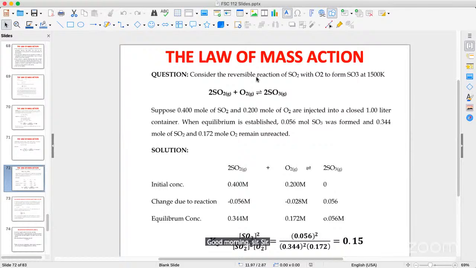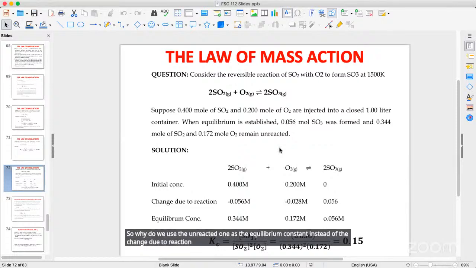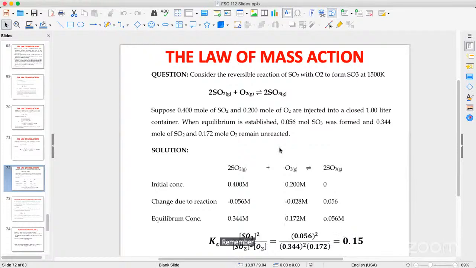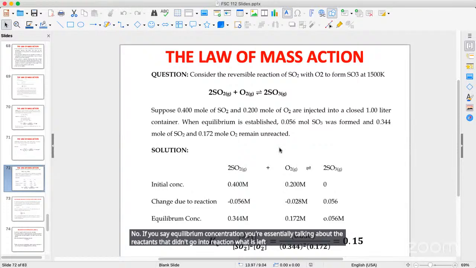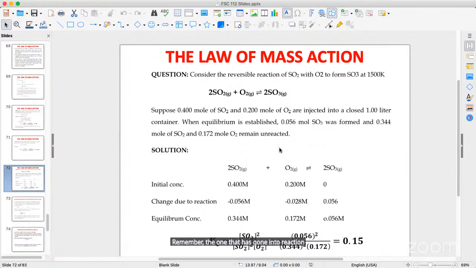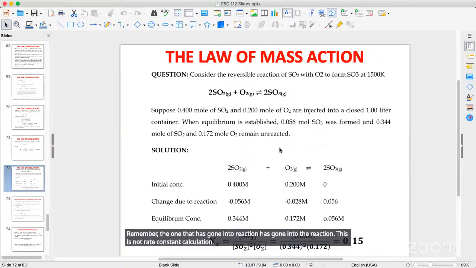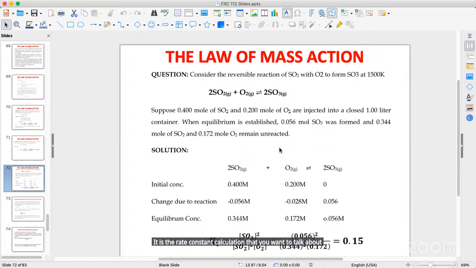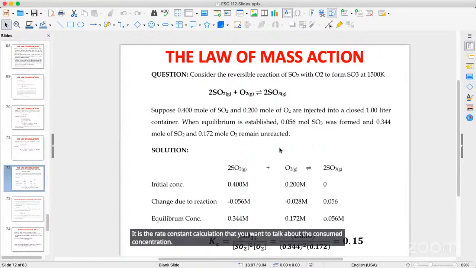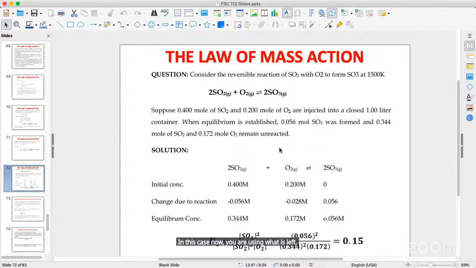Sir, in the question where we had to deal with unreacted concentration. You're talking about this? Yes, this question. So why do we use the unreacted one as the equilibrium constant instead of the change due to reaction? I don't really understand that part. That means you didn't understand the concept itself. Now, if you say equilibrium concentration, you're essentially talking about the reactant that didn't go into reaction. What is left? That's what you need. Remember, the one that has gone into reaction has gone into the reaction. This is not rate constant calculation. It is the rate constant calculation that you want to talk about the consumed concentration. In this case now, you are using what is left.